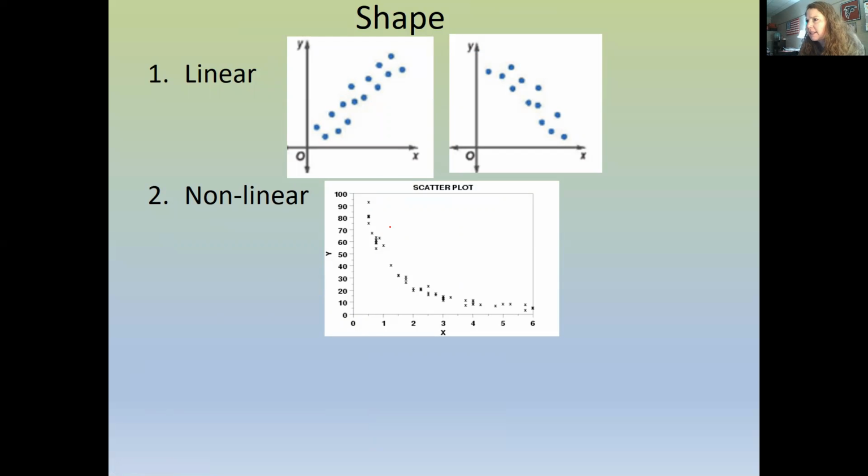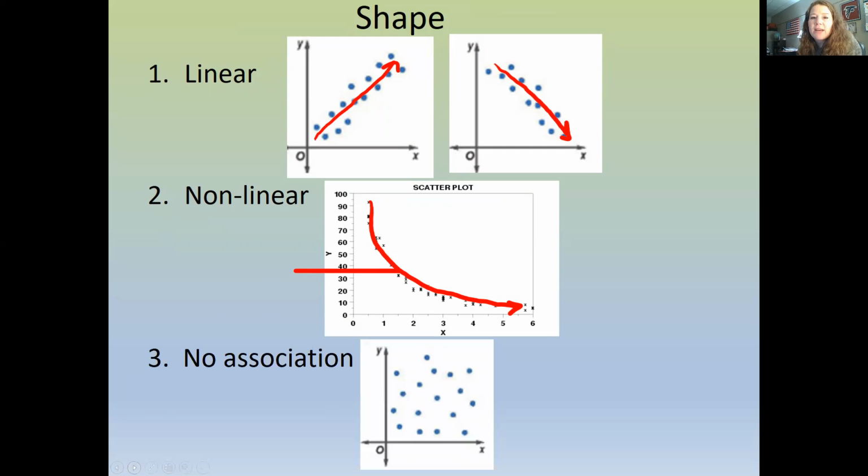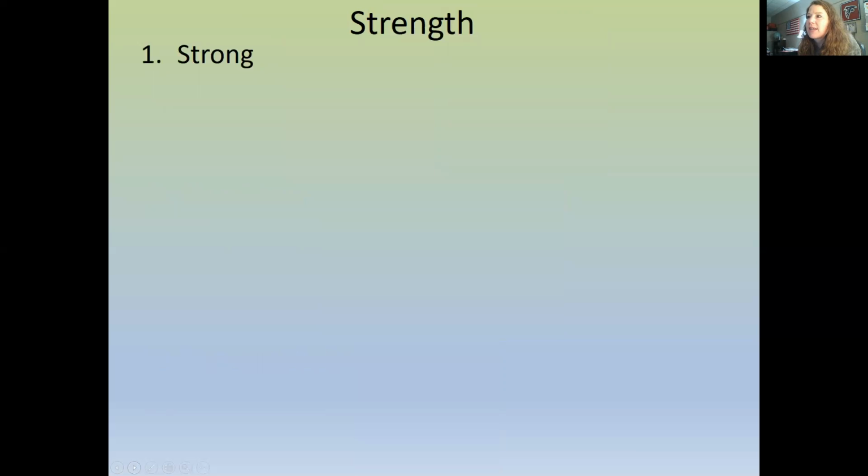I didn't have my pen ready. So obviously this is going to be a non-linear negative correlation. This is going to be a linear correlation positive. This is a linear correlation negative, and this is going to be non-linear because of the shape of the dots. And then once again, we could have one that would be neither linear nor non-linear because there's no association between the two sets of data.